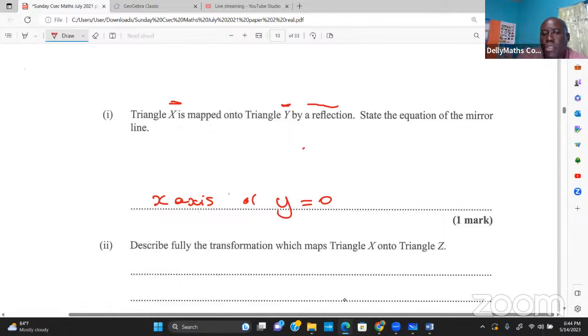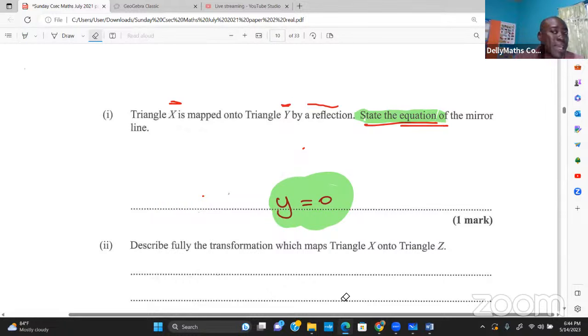All right. Now, the thing is, because they said this though, very important. Let me just clear this up for you nicely. This is the key: state the equation. Because they said state the equation, you want to give this. We agree that the x-axis is the mirror line, but the fact that the question said state the equation, you have to represent yourself properly. We do understand that it is the x-axis, but we have to respond to the call. So you have to say y equals 0 this time to get the mark, only because they put this here.